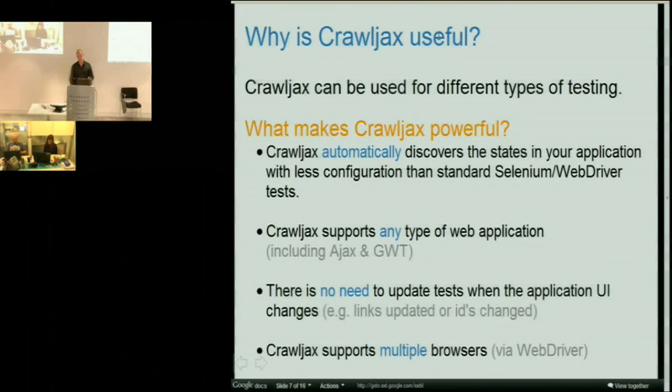Another advantage is Crawljax supports any type of web application. It doesn't matter if you have an AJAX web application and uses grid or it's just only PHP and normal links. Doesn't matter. Another big advantage is there's no need to update your tests because, for example, when links or IDs are changed, Crawljax explores the application dynamically, so you don't need to update your tests. Everything goes automatically. Another advantage is Crawljax supports multiple browsers. This is done via WebDriver.